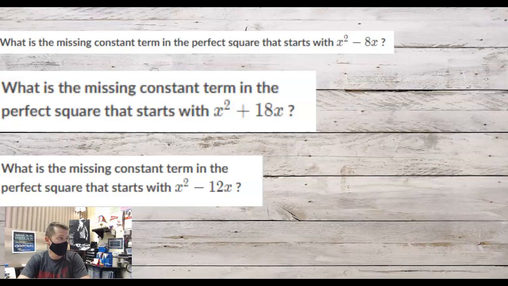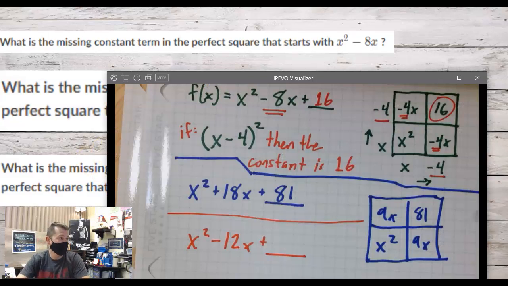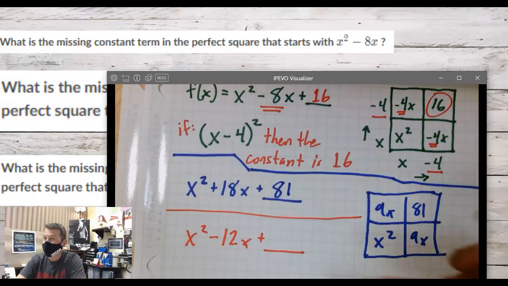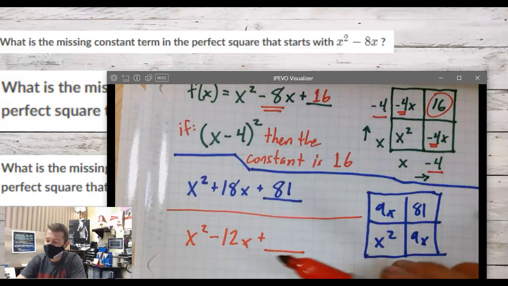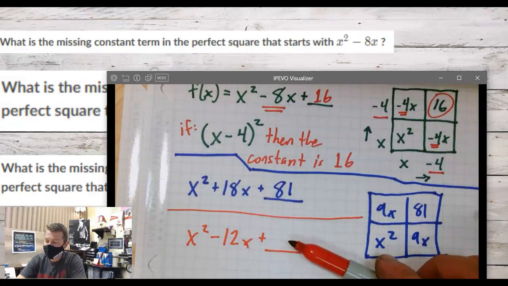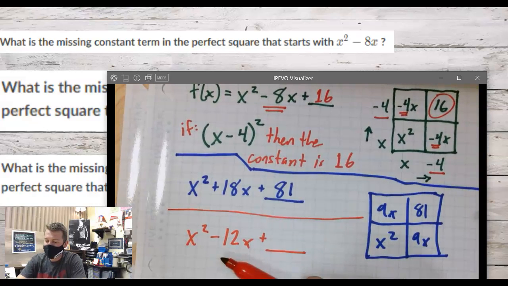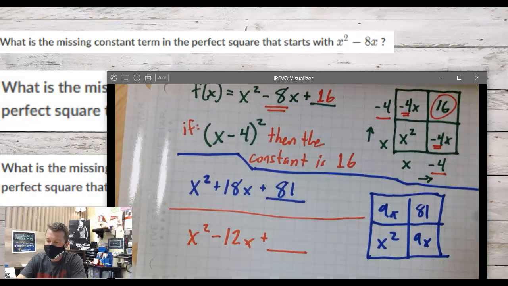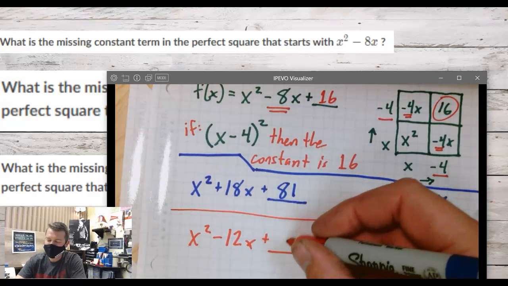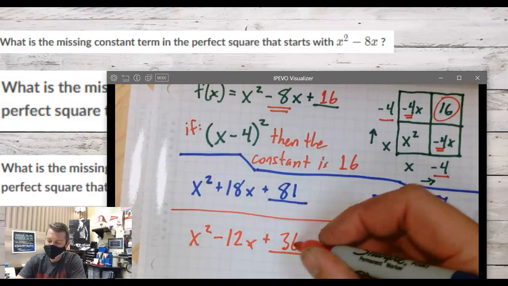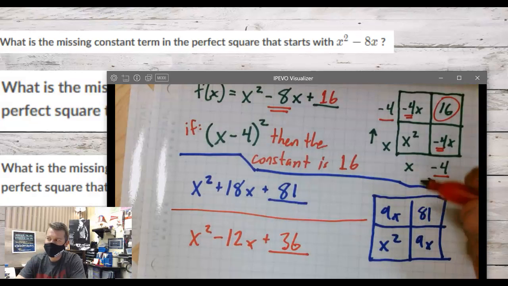Can anyone just tell me, without even setting up the square, how we could figure this out? So you're saying this is going to be 36? Can you say it in any other way?